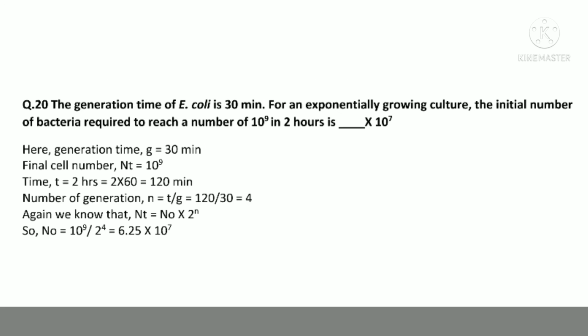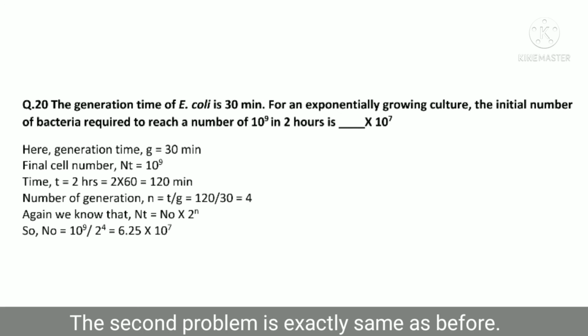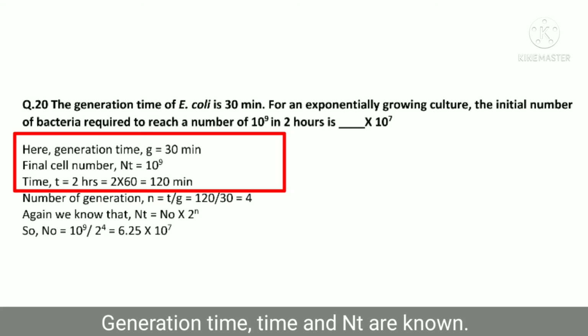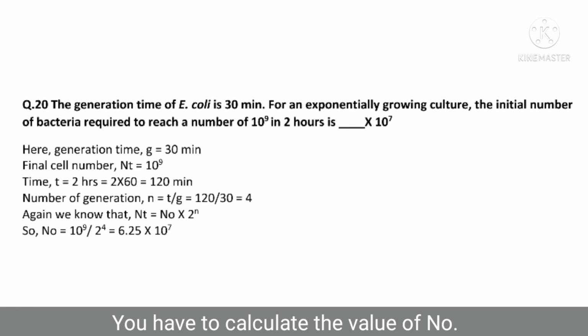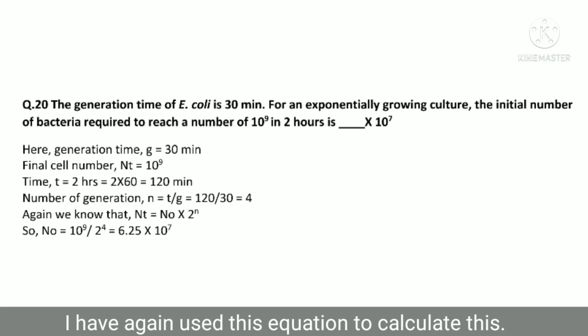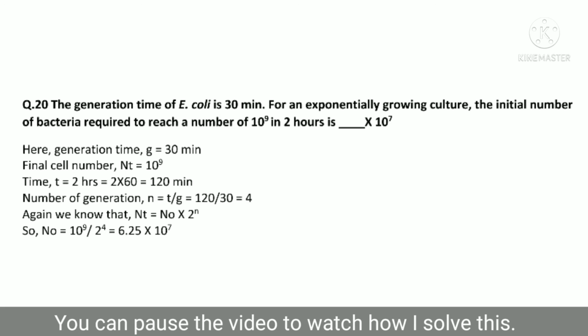The second problem is exactly the same as before. The generation time, Nt and time are given and you have to calculate the value of N0. I have again used this equation to calculate this. You can pause the video to watch how I solve this problem.